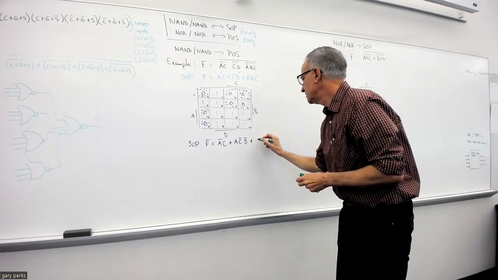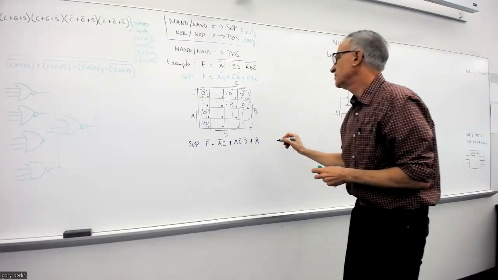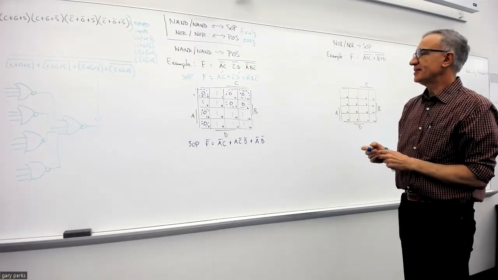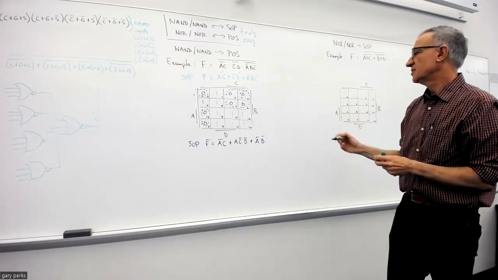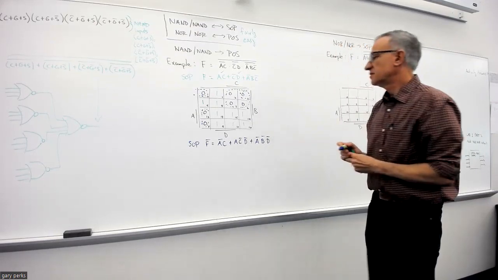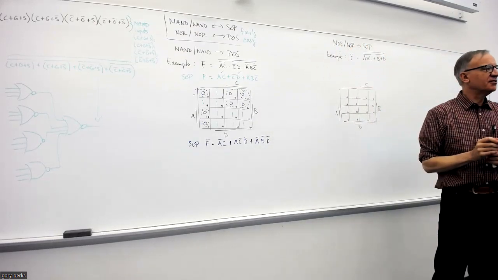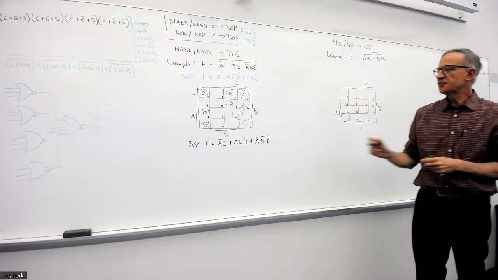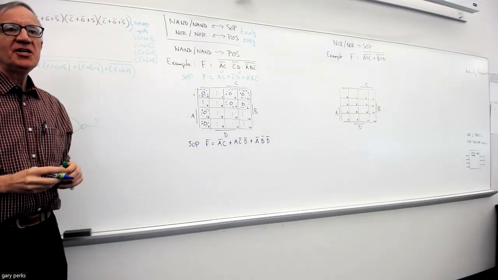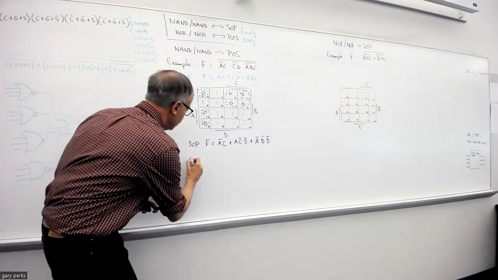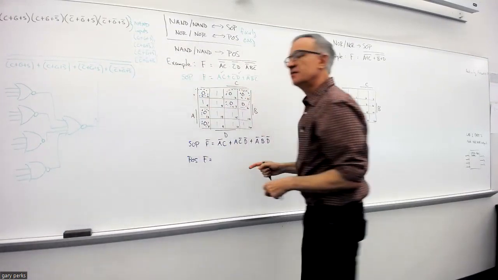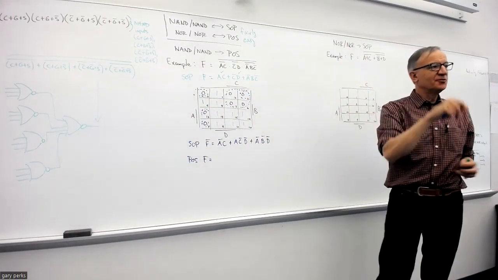Not A. Not B. And what else? Is it not D? Yep, not D. All right, so everybody good? Everybody agree? All right, so then what would I do next? Because I want POS for F, so this is where we do the De Morgan's.